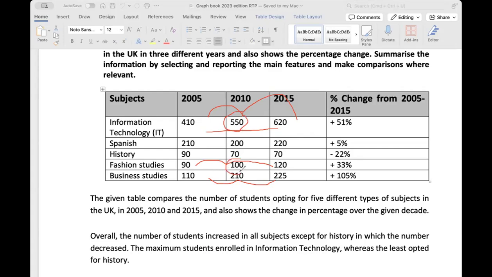Is it clear for everyone? Yes, sir. Because it's continuously increasing, we don't give the data.